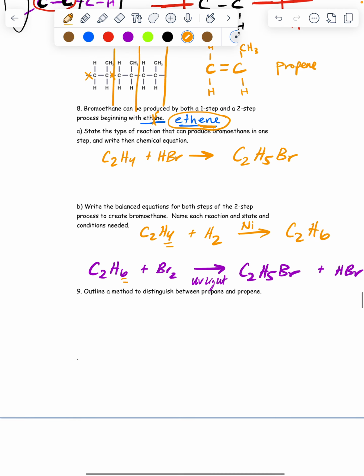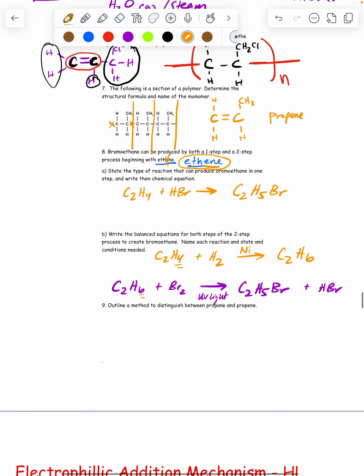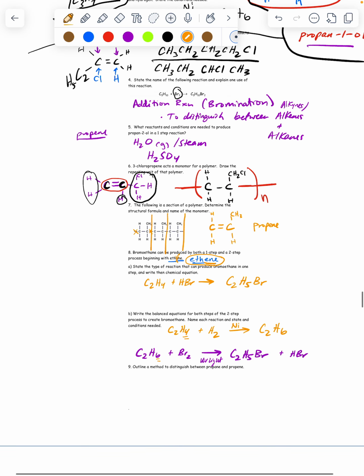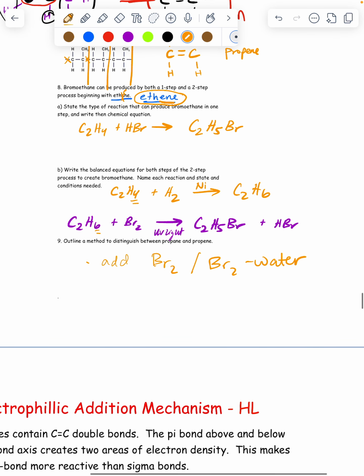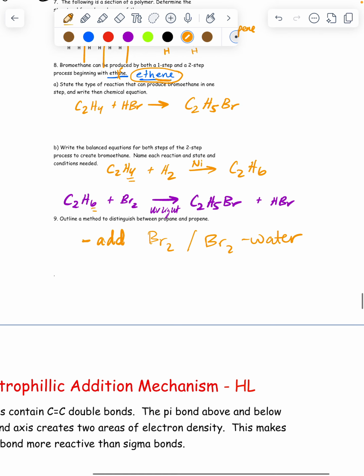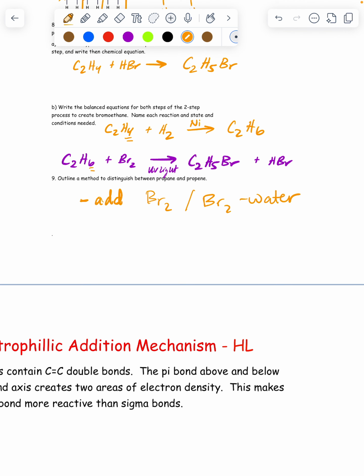And then outline a method to distinguish propane and propene. Well, now we're talking about bromination again, right? So add bromine to both, or add bromine water to both. Bromine water is a safer way to do this test than adding pure bromine, which is quite toxic and a very volatile liquid that you wouldn't want to breathe in. So the bromine water also works.